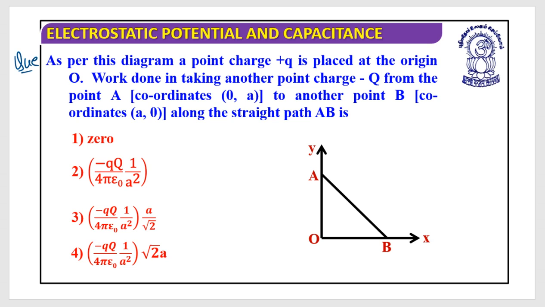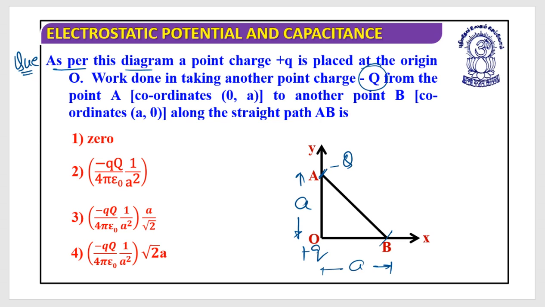The question is saying that, as per this diagram, a point charge plus Q is placed at the origin. This is the charge Q. We need the work done in taking another point charge, minus Q, from the point A, whose coordinates are 0 comma A, so this distance must be A, to another point B, whose coordinates are A comma 0. Even this distance is A, along the straight path AB. So I need to carry this minus Q from this to this.